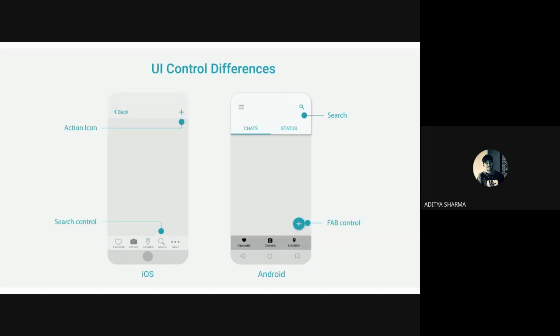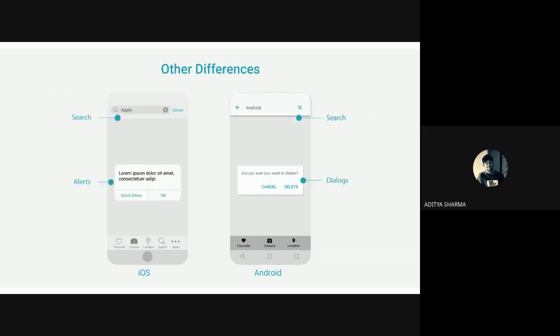Now coming on to the next screen, what are the UI control differences? UI control differences are not much. The floating action button is a different thing, which is not present in iOS. Apart from that, everything is the same in both. The only difference is the floating action button, the FAB control, which is part of the material design guidelines and is not in iOS.